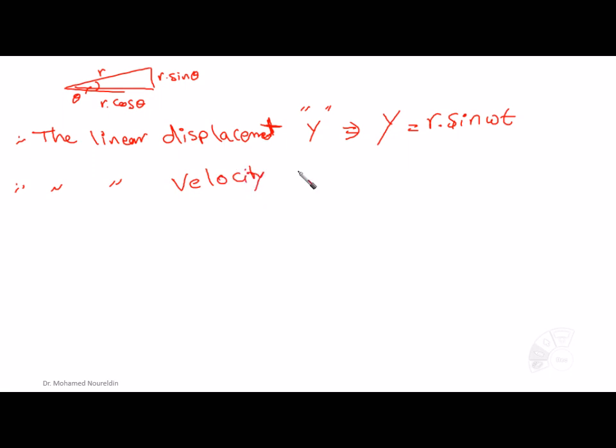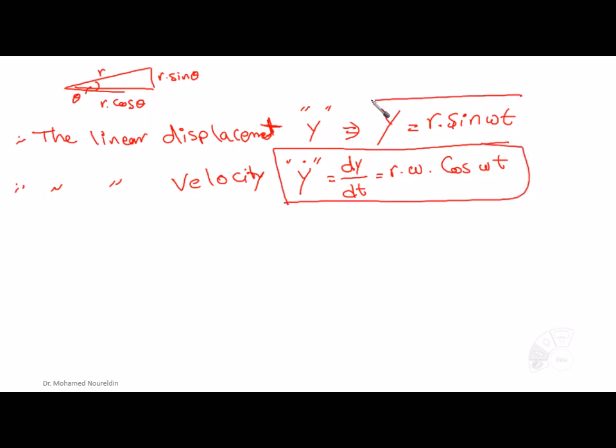What is the linear velocity? It is going to be y prime, which is exactly the first derivative of y, dy by dt. This means that it is going to be r omega, because it is constant as we said, times cosine omega t, since the derivative of sine is cosine. So this is the linear velocity, and this is the linear displacement. Again, remember well, we are talking about the vertical axis.